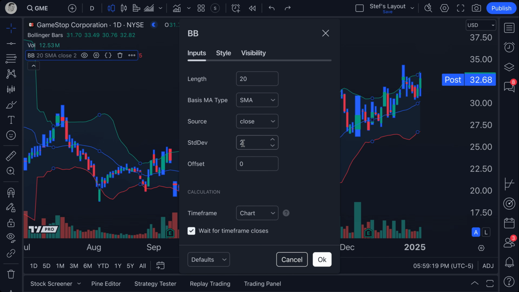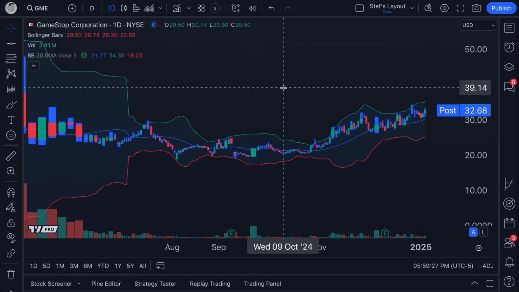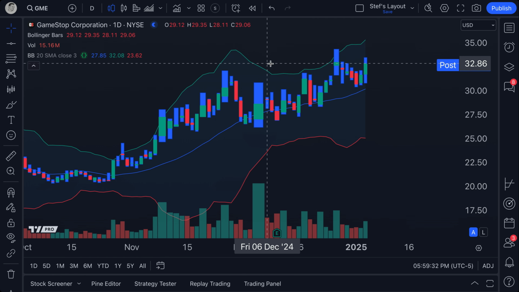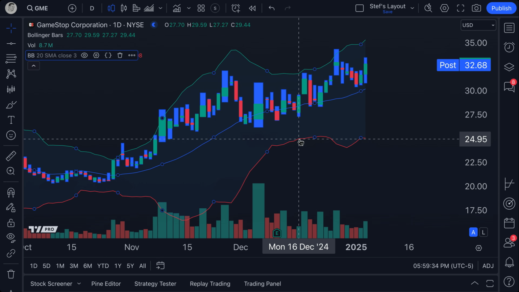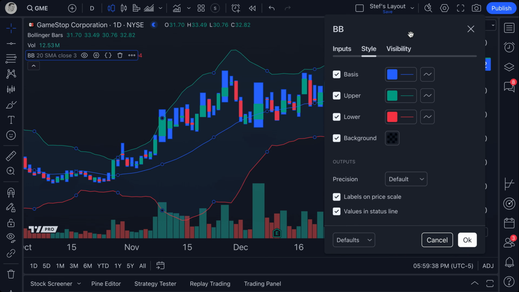Also, this indicator is powerful from the standpoint of you can change the standard deviation. So if I change it to 3, which is quite an extended price point, well, there we go. You see the bands now change because now I'm seeing the 3 standard deviation bands at the top and bottom. Now you'll notice, by the way, in style, you can change these bands, band color, look and feel to anything you wish.